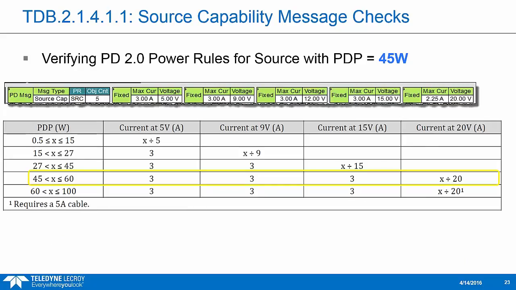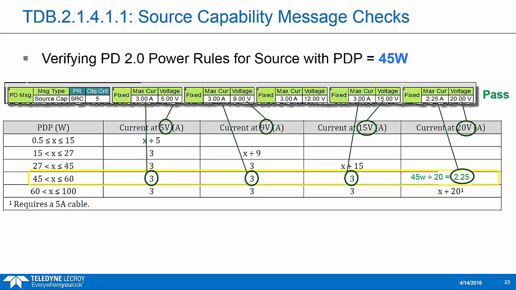So all the power rules are verified in test 2.1411, where we record the source cap message and then check all their PDOs. Using the PDP from that vendor info file, we'll verify the actual PDOs they send over the wire are consistent with the voltages defined in this table. So if a chipset has a PDP of 45 watts, we're going to verify that it advertises all these other required PDOs. It would need to support 3 amps at 5 volts, 3 amps at 9 volts, 3 amps at 15 volts, and 2.25 amps at 20 volts. So this device reports the correct PDOs for a 45 watt PDP.